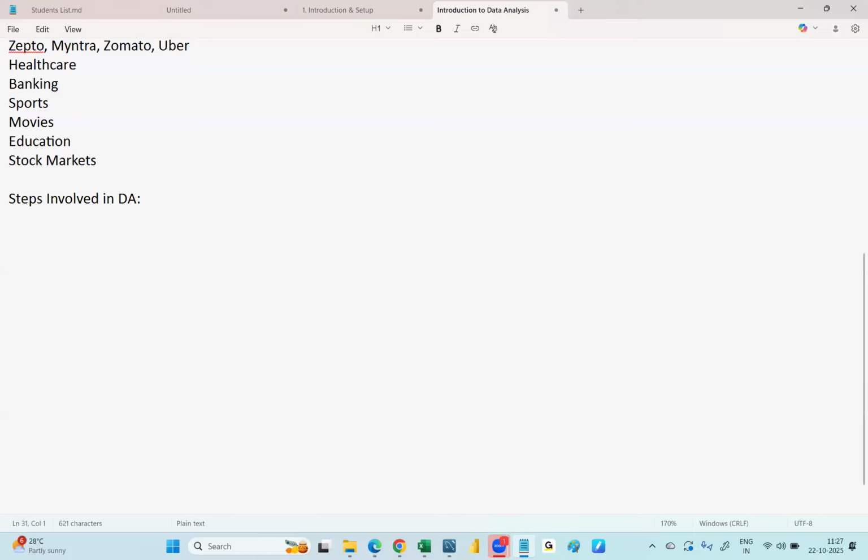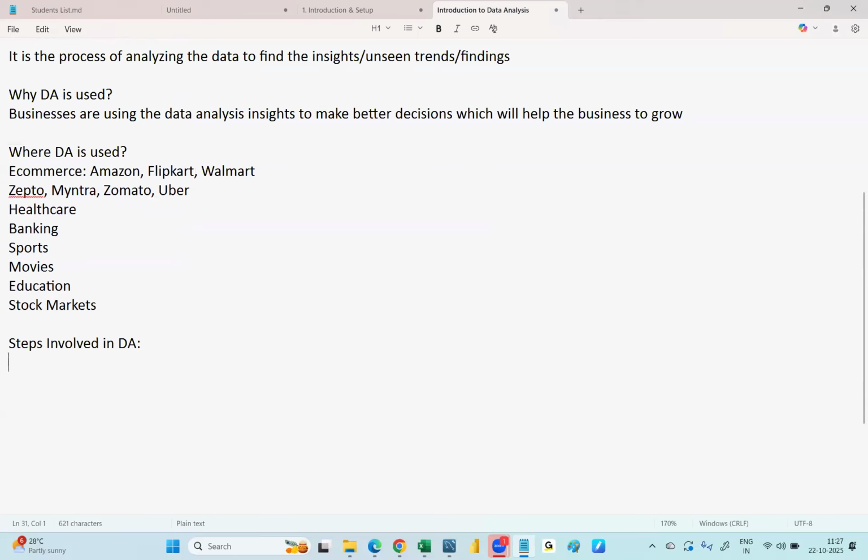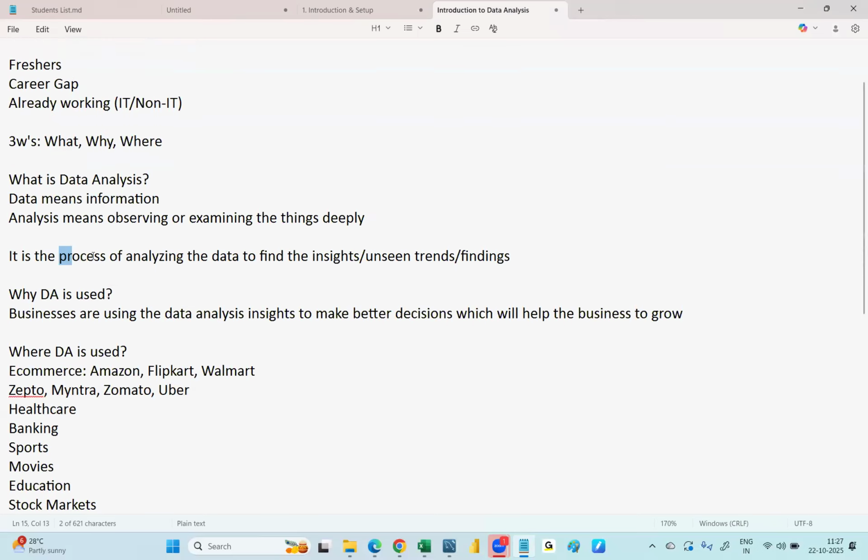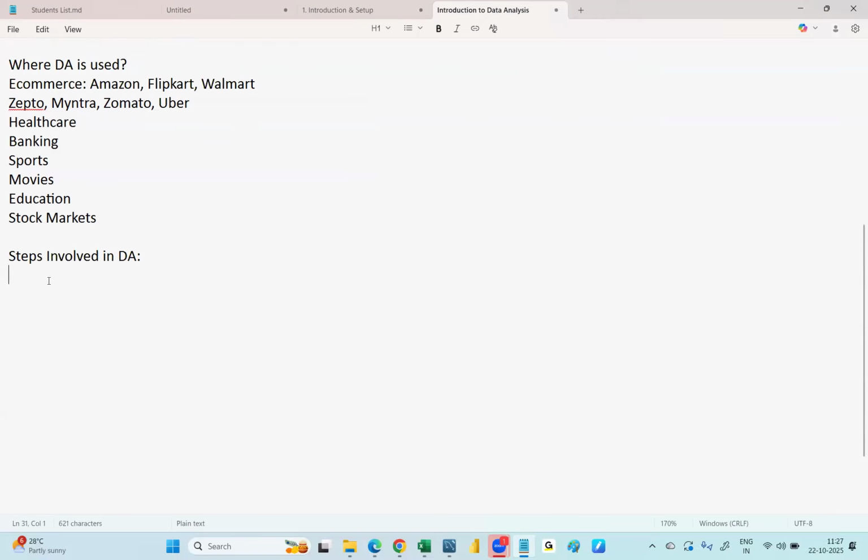Now let us discuss the steps. I told you in the definition also, it is a process. When I say process, it means it follows different steps. How many steps? Five steps. So what are those five steps? Now we are going to discuss those five steps, starting with the first one.